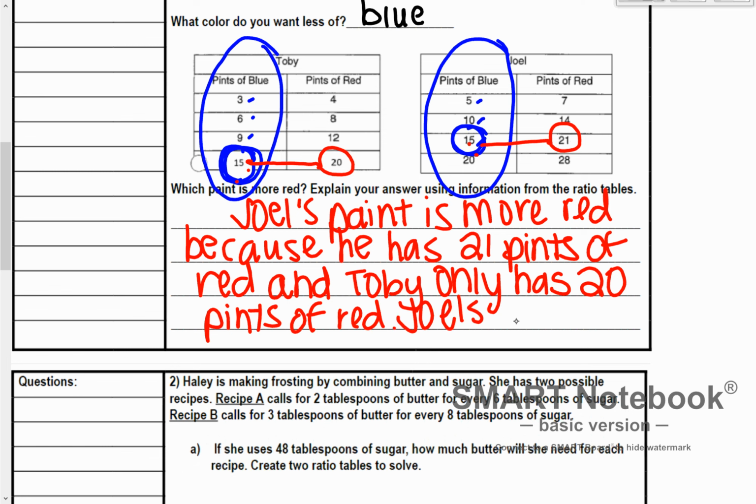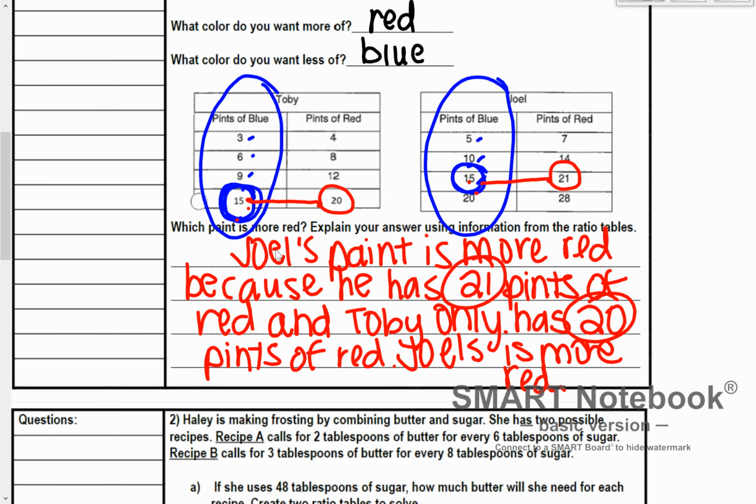Joel's is more red. Okay, using numbers from our table in order to explain. Okay, that was pretty easy because we had a number that was the same in the first column. But let's pretend we didn't have that.